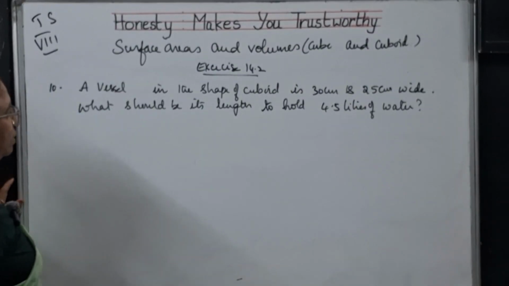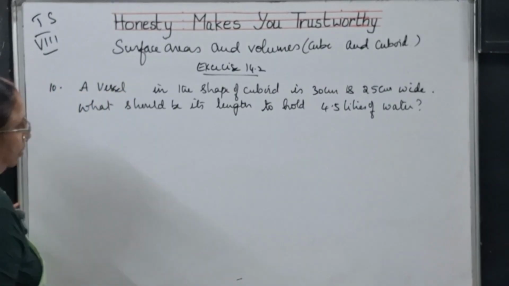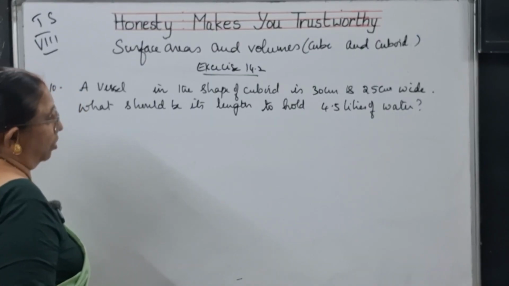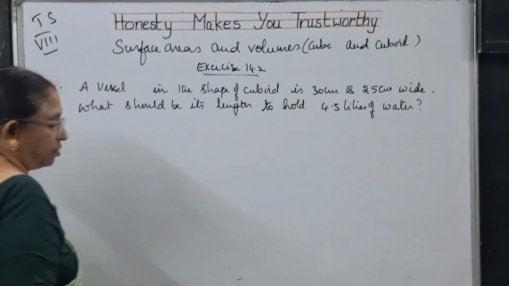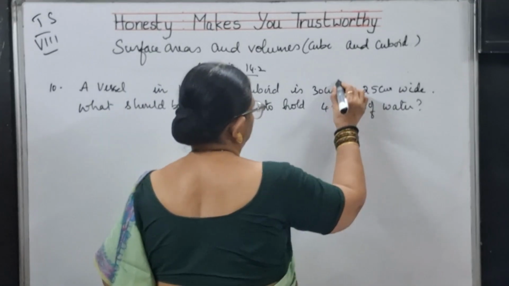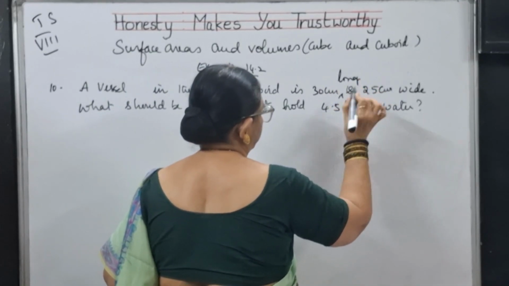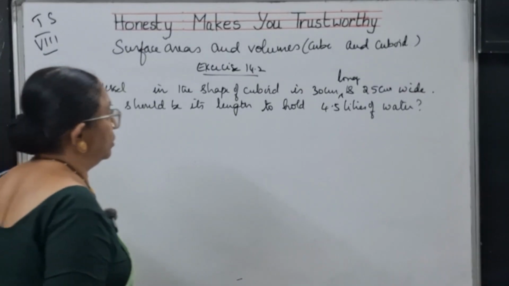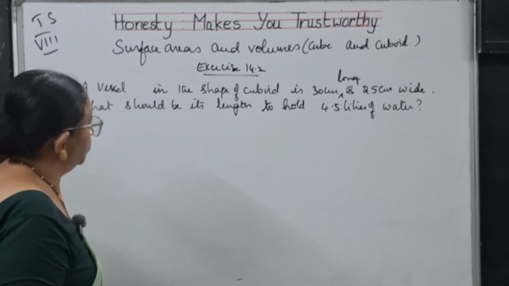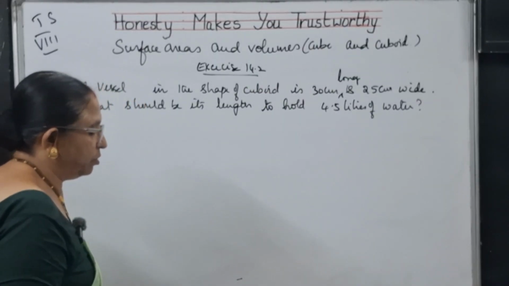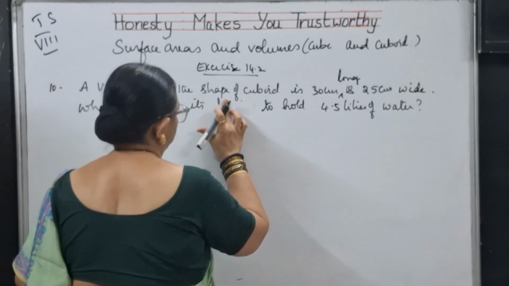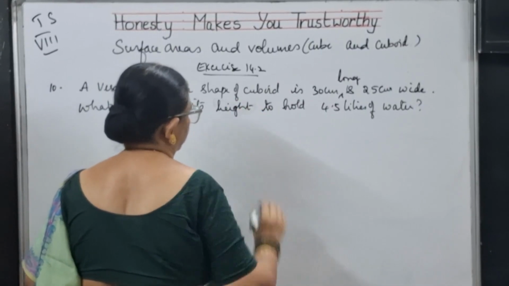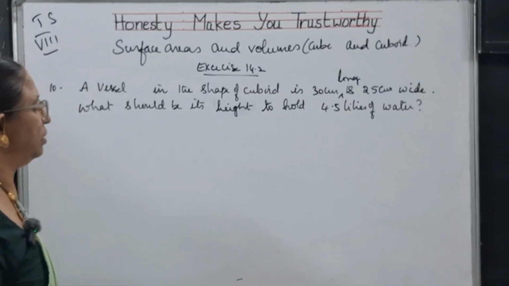So, the 10th question. A vessel in the shape of a cuboid is 30 centimeters long and 25 centimeters wide. What should be its height, children, to hold 4.5 liters of water?